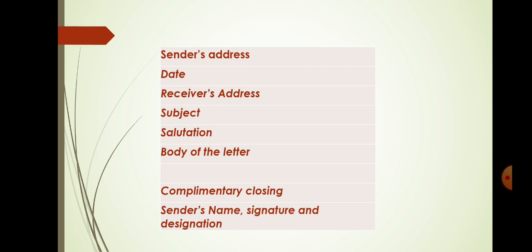The format includes sender's address, then date, then receiver's address, then reference number if there is any, then subject, then salutation, then body of the letter, then complimentary closing, then subscription, which includes sender's name, signature, and designation, and finally enclosures if there are any.